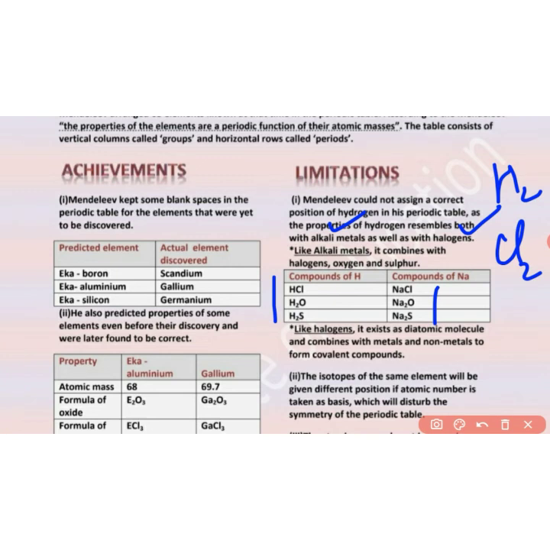In other words, hydrogen needs one electron to complete its octet, and similarly halogens also require one electron to complete their octet. So it can be explained like this: its shell can be completed by gaining one electron, and like alkali metals, it can also achieve a complete octet by removing one electron.